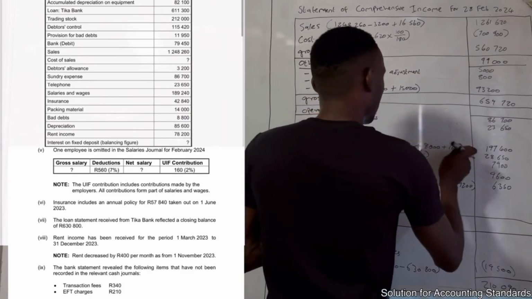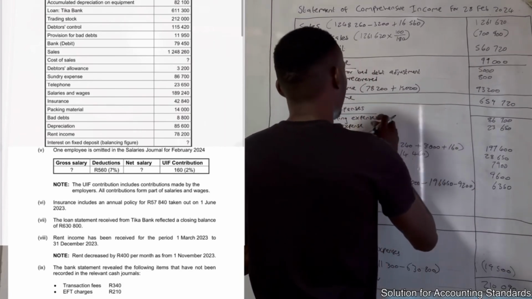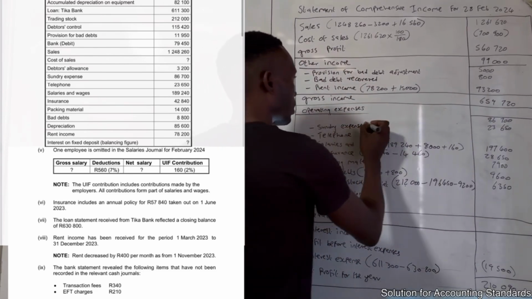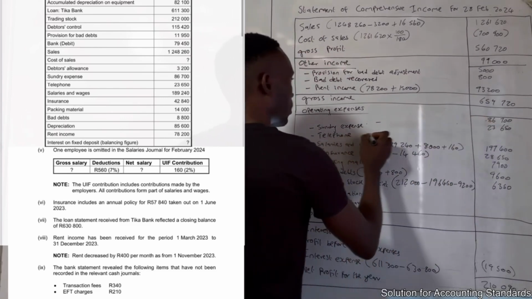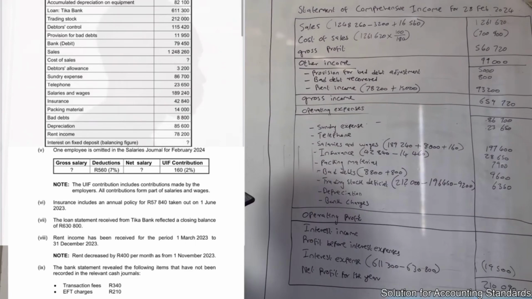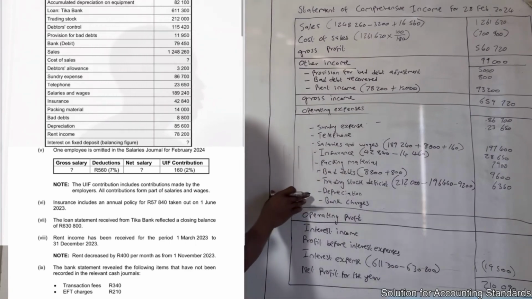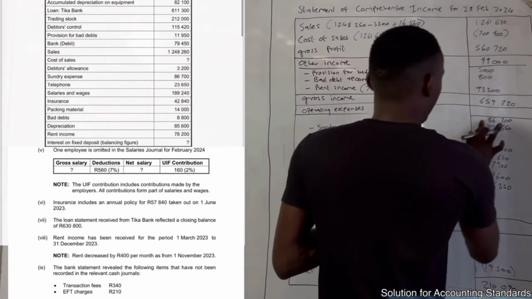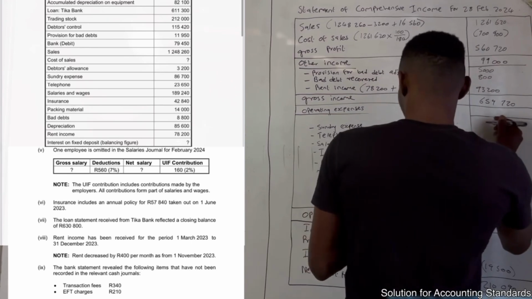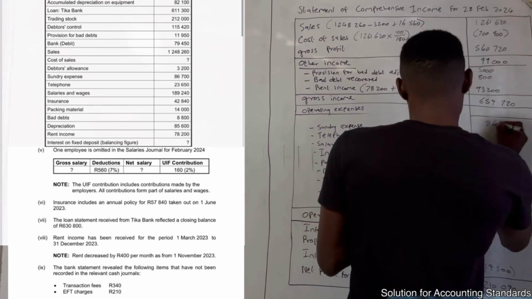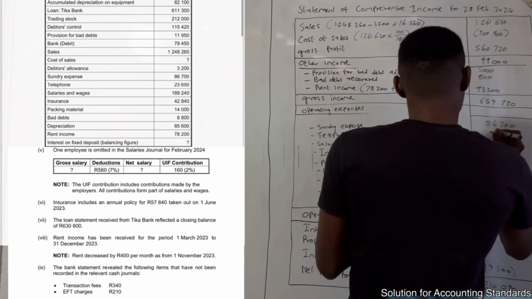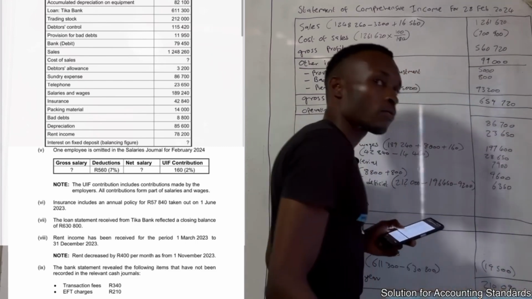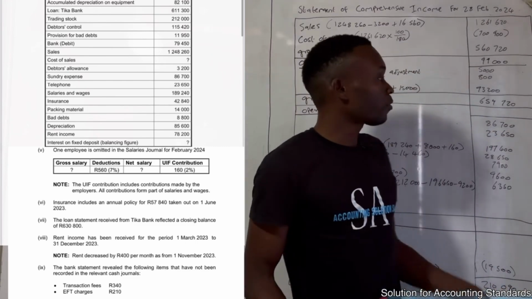Let me do this. This one must not be supposed to be here. Sundry expense, it was given, guys, is this one. Telephone is this one, and packing material, we have it. Okay, we are left with bank charges and interest. Okay, let me write this in a straight format. 86,700 and the 23,650.